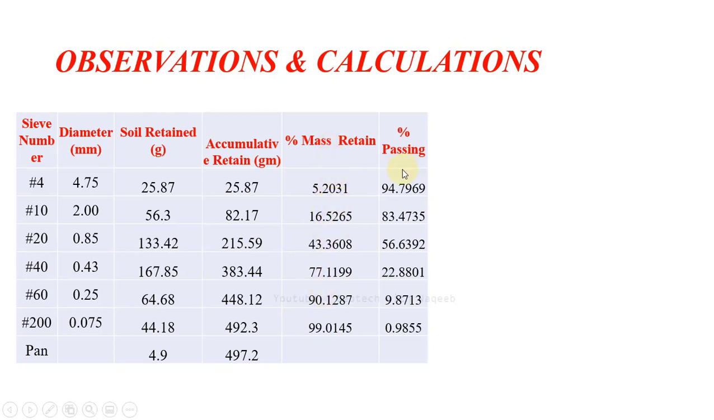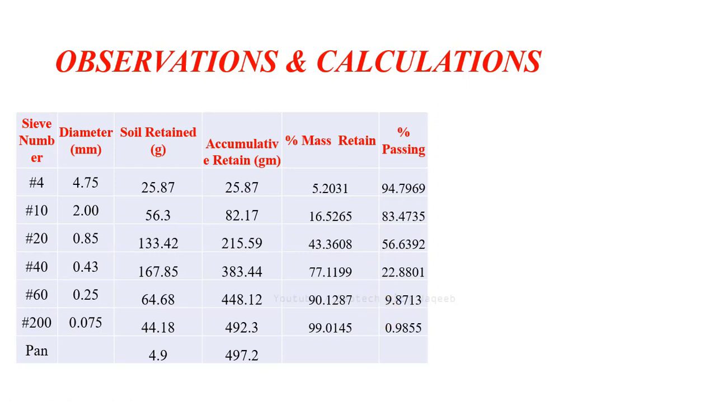Now the last column is to find the percentage passing. Look, the percentage mass retained on sieve number 4 is 5.203. Now how much of the soil mass is passing through sieve number 4? It is understood that you will obtain 100 minus 5.2031 and you will obtain 94.796. It means 94.79% of the soil mass is passing through sieve number 4. Similarly, you will subtract 16.52 from 100 and you will obtain 83.4, and so on. Now we are done with the calculations.